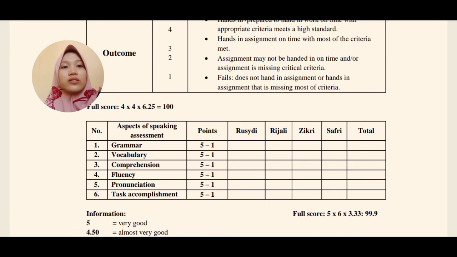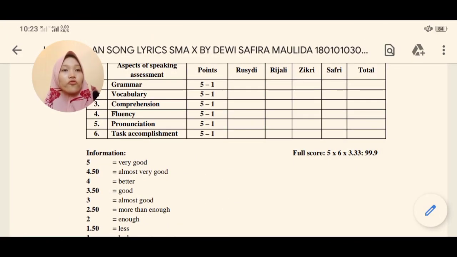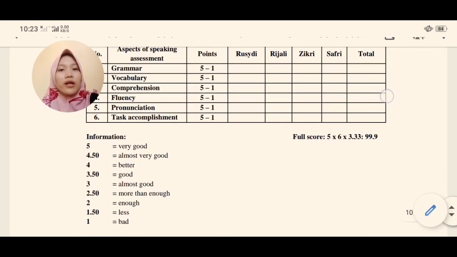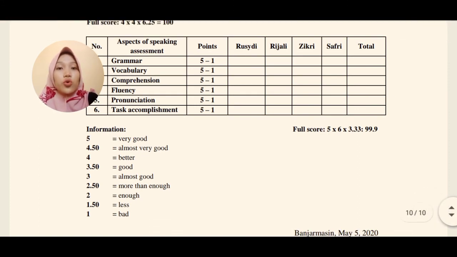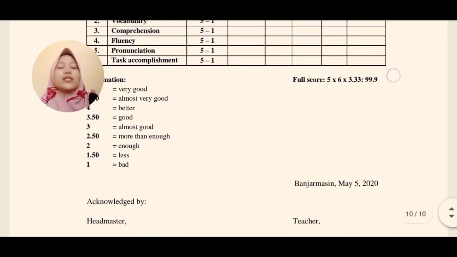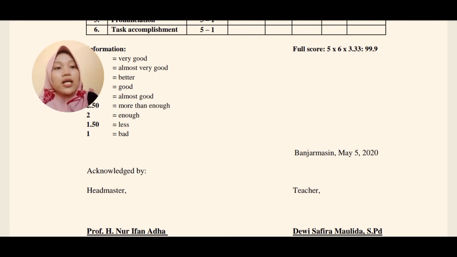Then the aspects of speaking assessment: grammar, vocabulary, comprehension, fluency, pronunciation, and text accomplishment. Points are from 5 to 1. Information: 5 is very good, 4.50 almost very good, 4 better, 3.50 good, 3 almost good, 2.50 more than enough, 2 enough, 1.50 less, 1 bad.